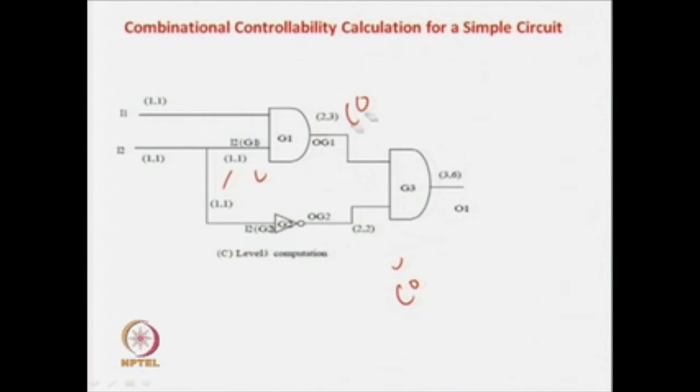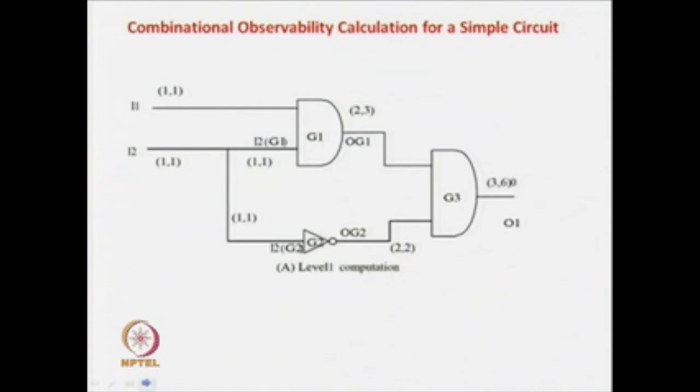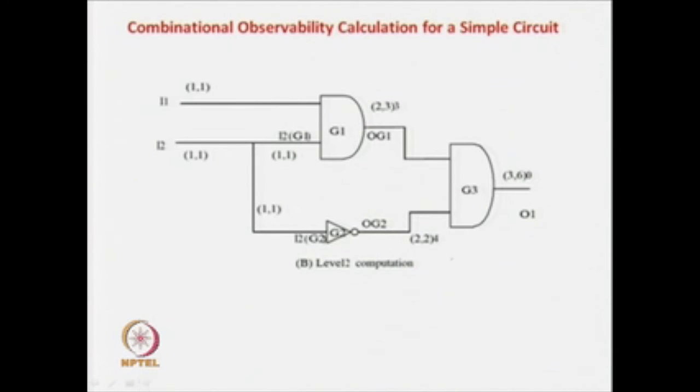So now, for the same circuit, how can we find out the combinational observability? We have to do reverse propagation. You see the observability of this one is 0, the primary output. This is level 1. Now we go to the next level. Say you want to observe this net. How difficult is it to observe this net? This net will be observed by this one.